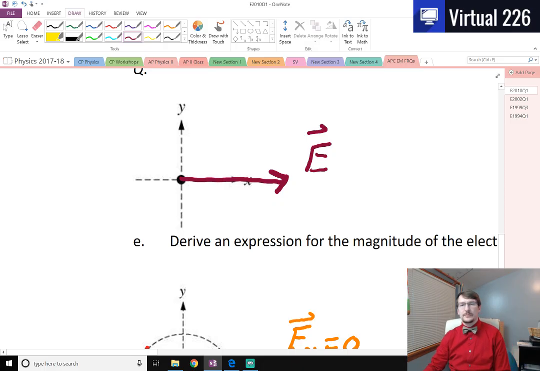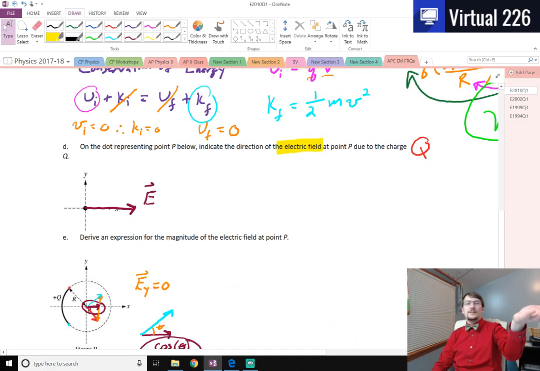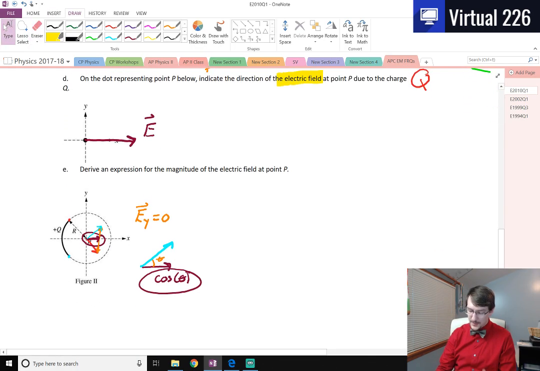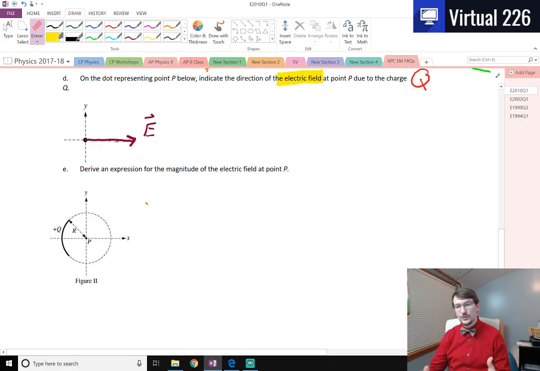It's acting to the right in the x direction. And that right there is a point. So you just went 10 out of 15 points without doing a drop of calculus. Okay, so you don't need a lot of calculus in order to do well on this test. Even though it is a calculus-based test and a calculus-based class, the AP Physics C, you don't need a lot of calculus in order to do well on it.